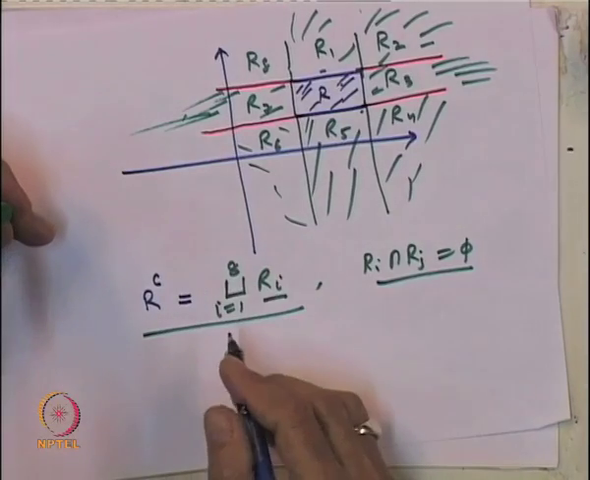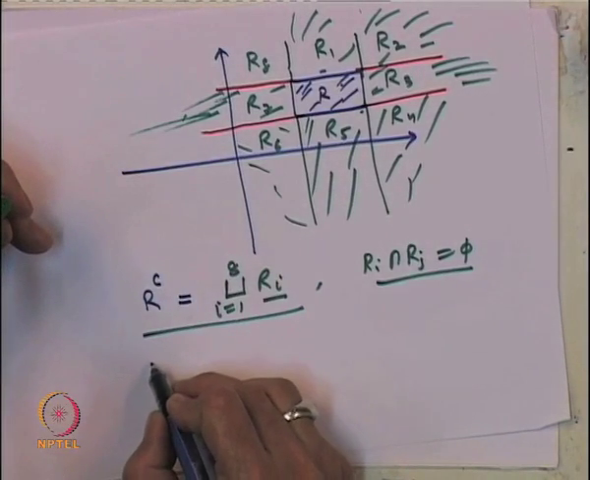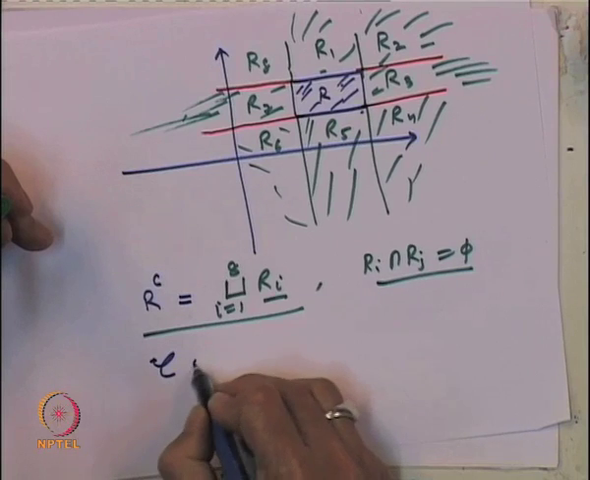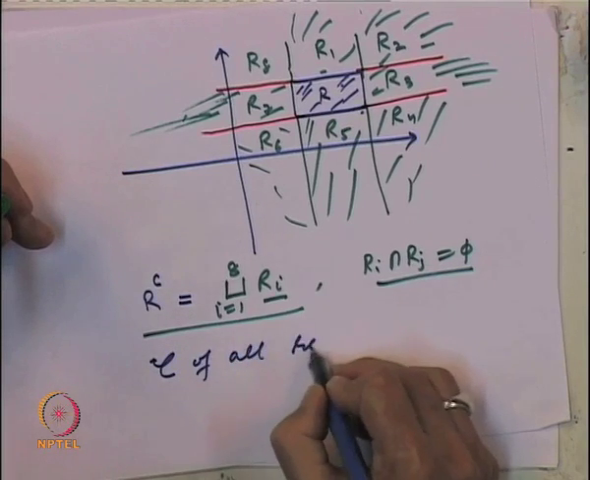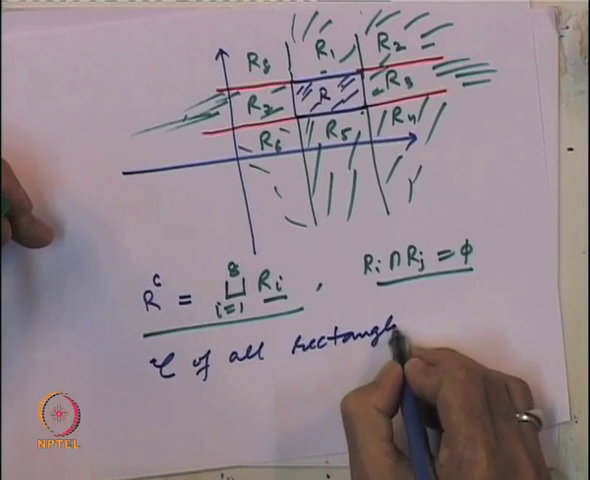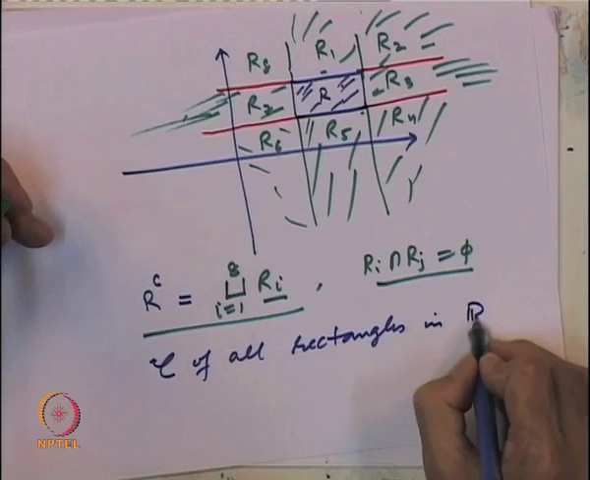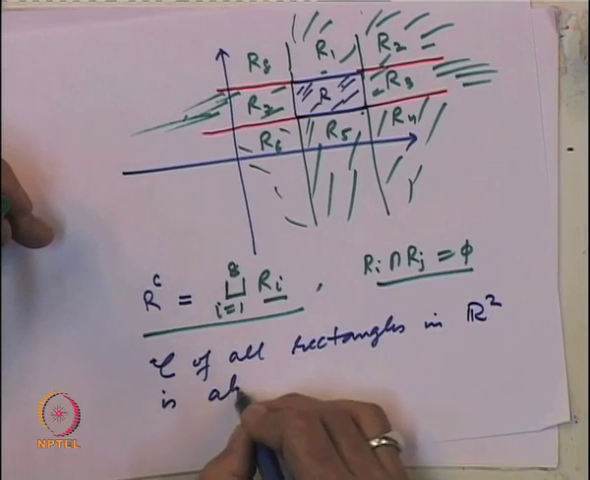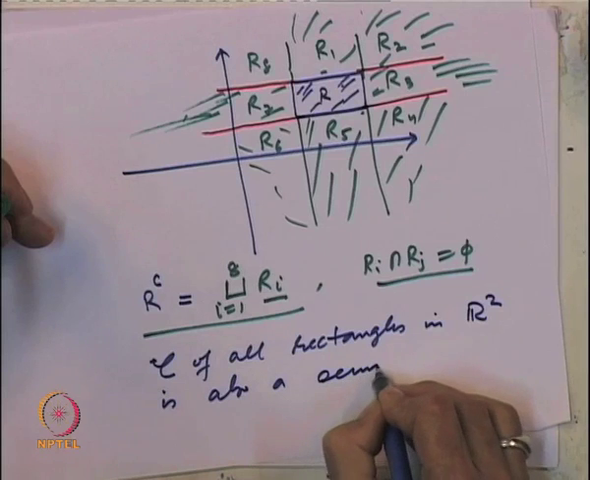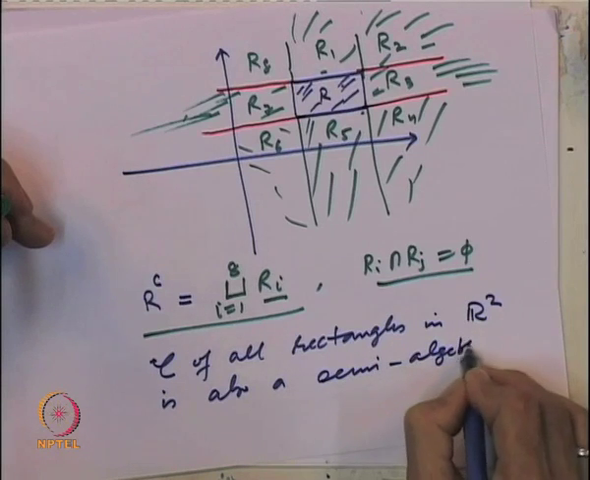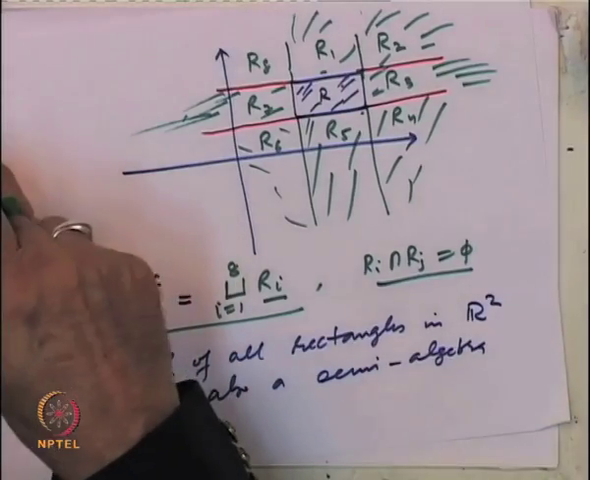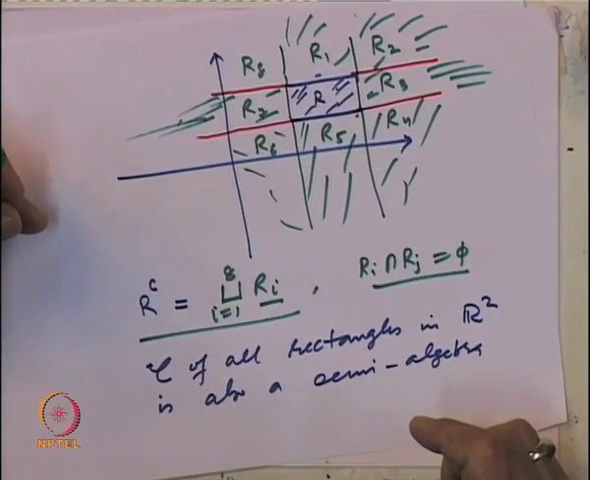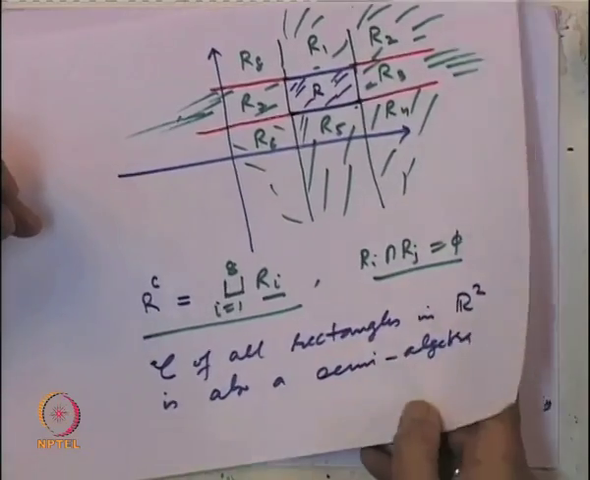So, that means the collection C of all rectangles in R 2 is also a semi-algebra of subsets of X. So, we have given a lot of examples of objects which are semi-algebras of subsets of X.